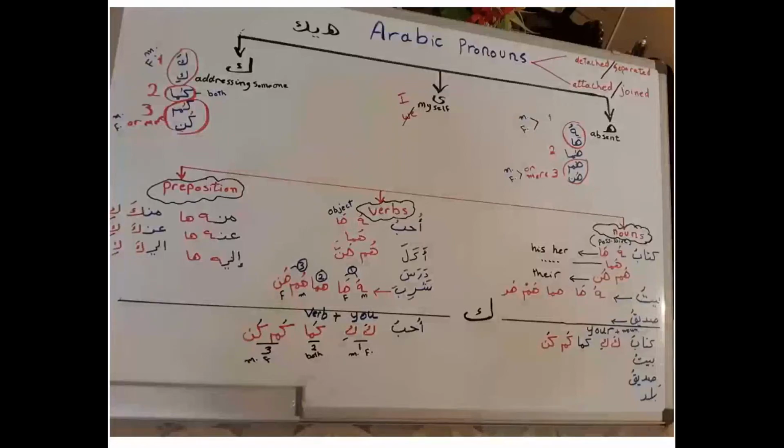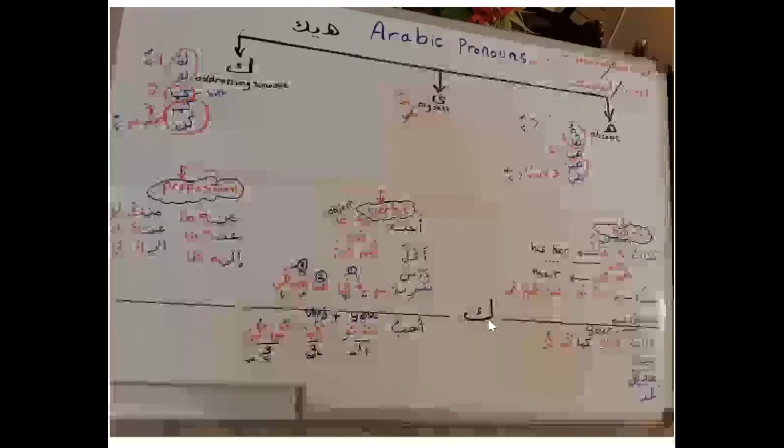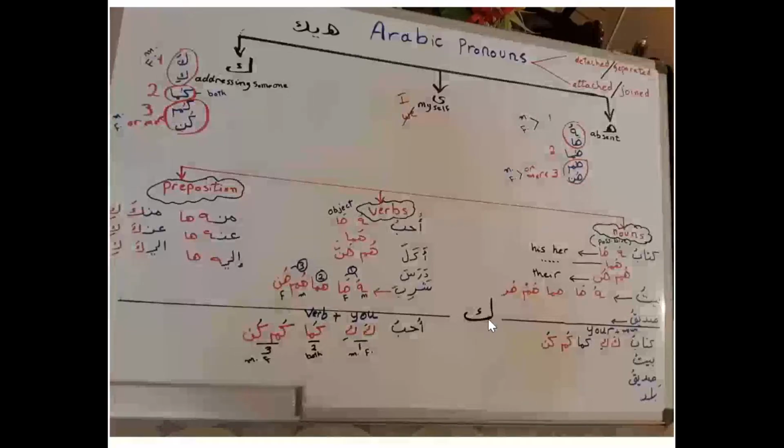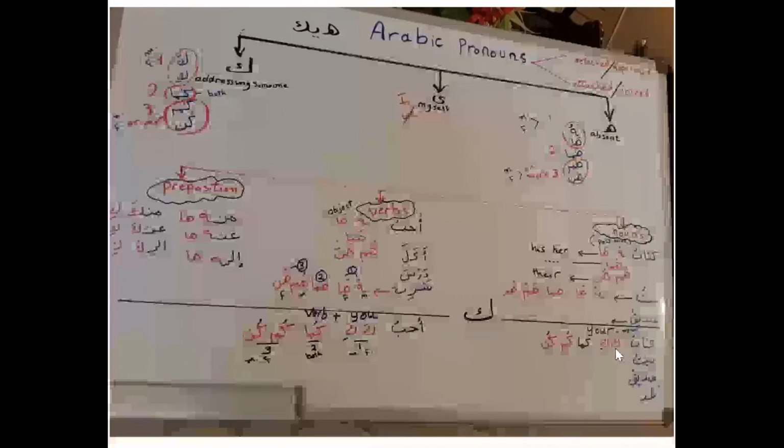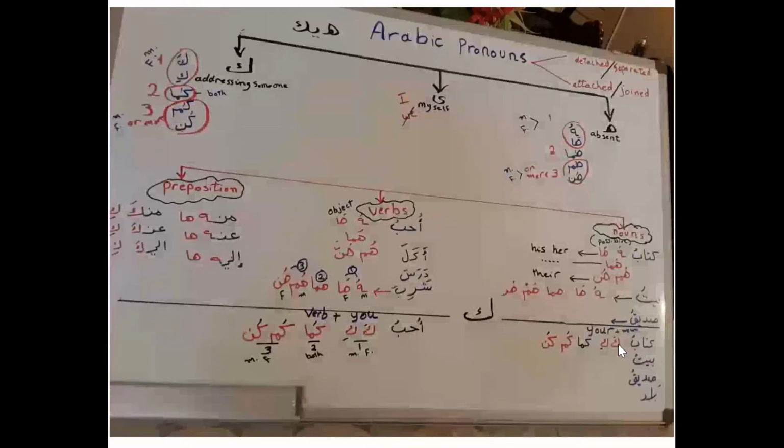Let's now talk about the ka. We have finished talking about the ha. The ha is explaining somebody who is absent, not with you. Now the ka, you are addressing someone who is in front of you. You can also join it with nouns and verbs and prepositions. Kitab, we will use the same example. Kitab: ka for male, one; ki for female, one; kuma for two; kum for three or more; and kun is for female.